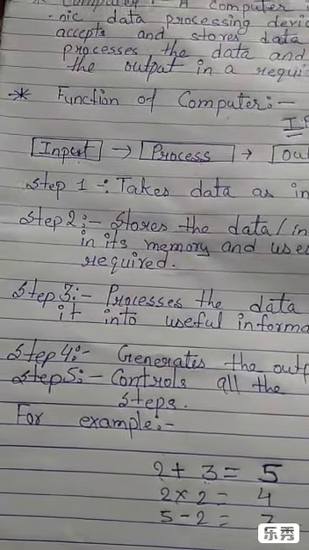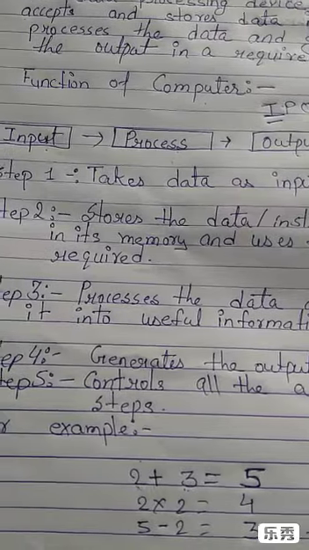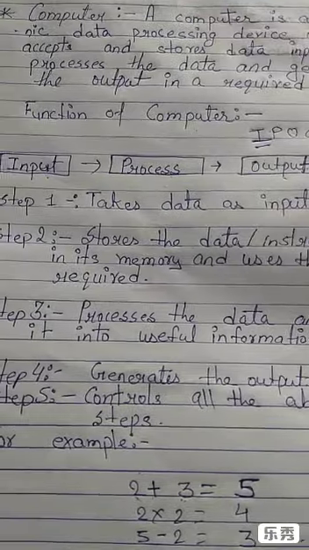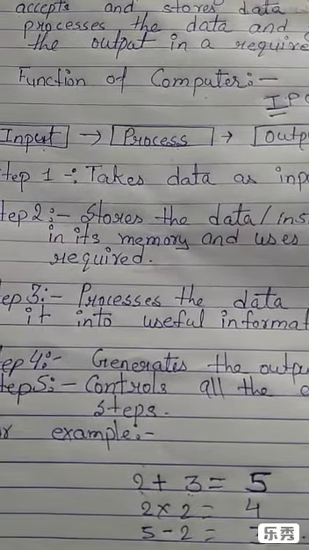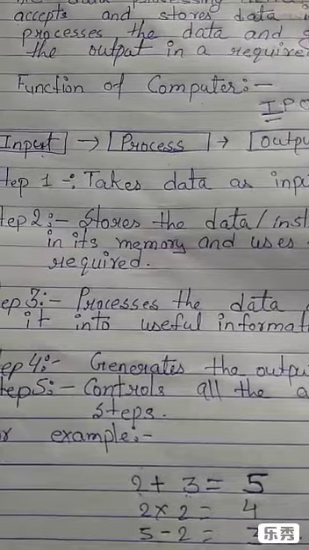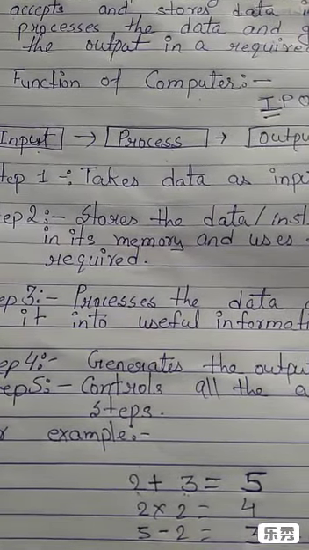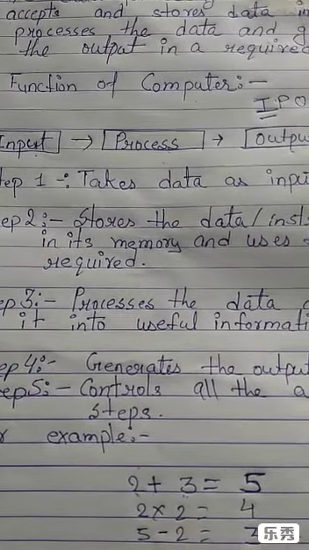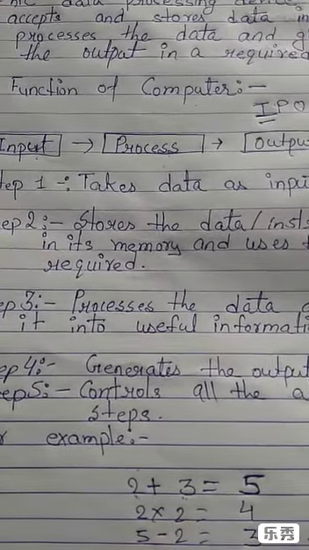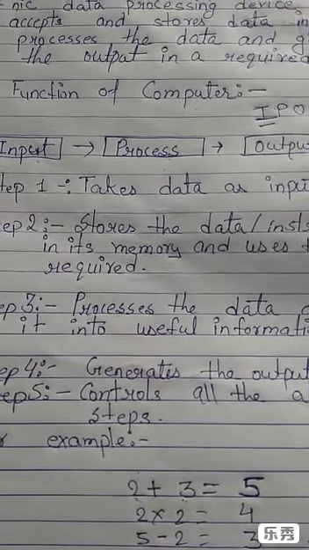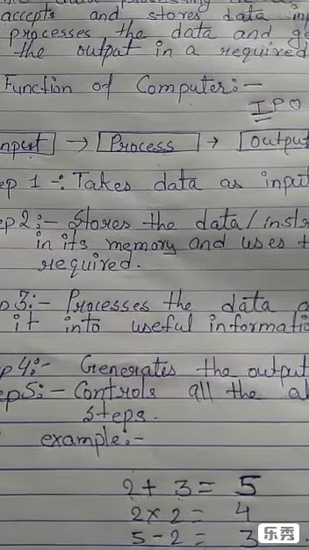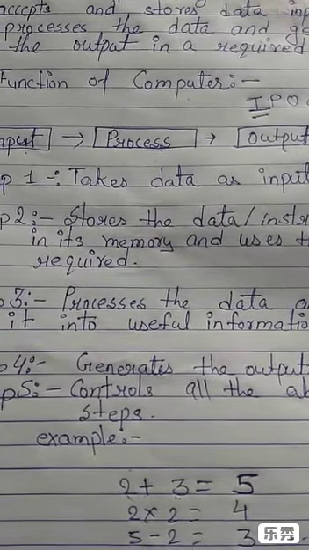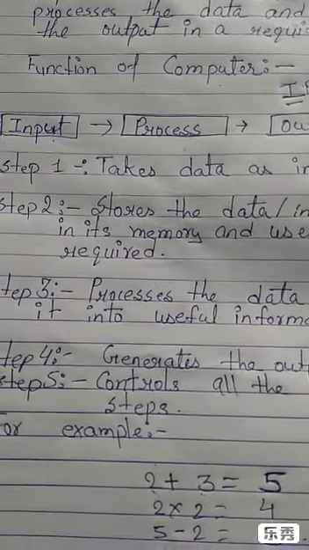Now process, in the CPU, meaning central processing unit. The CPU is considered the brain of the computer. The CPU performs all types of data processing operations. It stores data, intermediate results and instructions. It controls the operation of all the parts of the computer. The CPU itself has the following three components. First, ALU, arithmetic logic unit. Second, memory unit. Third, control unit.